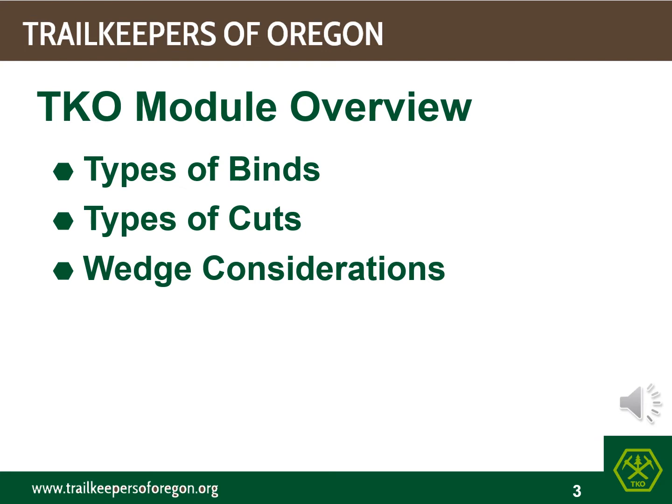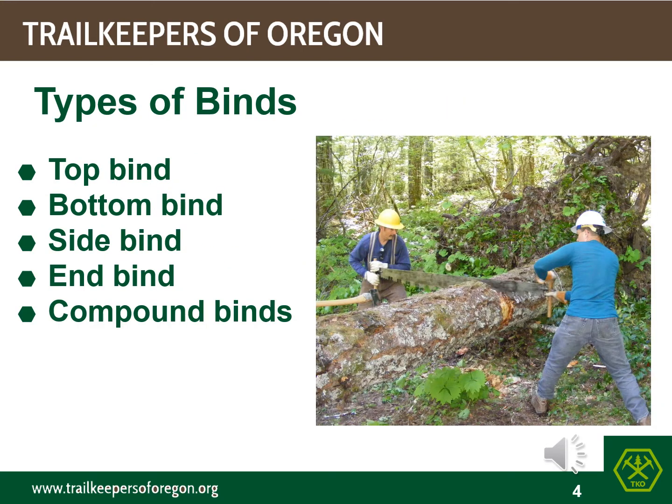In this discussion module, we're going to talk about binds in general, the types of cuts for a bind or combination of binds, and the use of wedges to control a bind. We will cover hazard tree scenarios in greater depth in the next discussion module, hazards and trail crew safety. The Forest Service defines the two major components of a bind as compression and tension. The directional pressures of compression and tension determine the sawing technique and procedure used to release them.